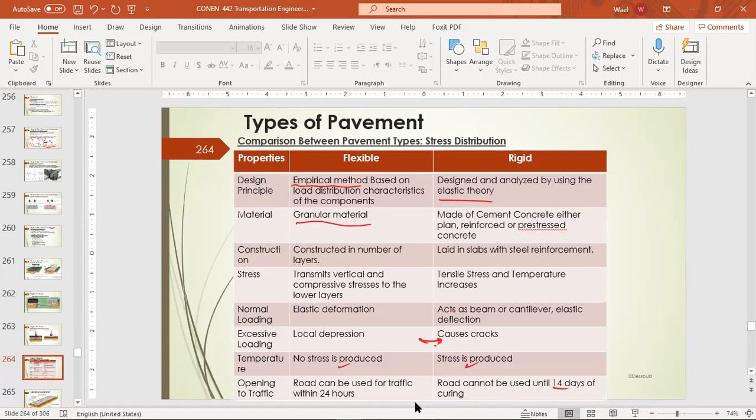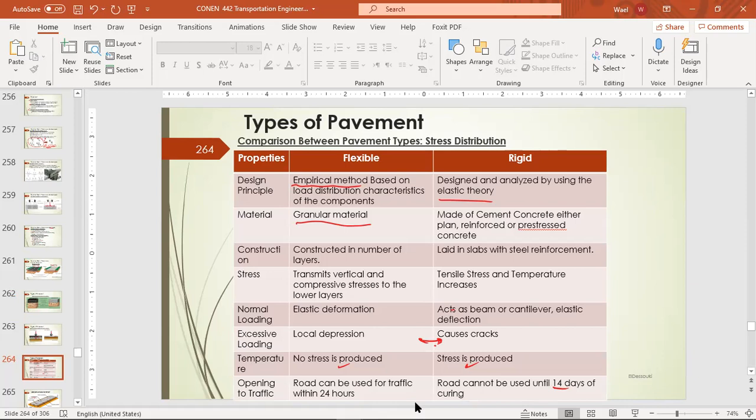But for rigid pavement, it's usually based on elastic theory, like what you do in reinforced concrete design. For the material, flexible pavement uses granular material. Rigid is made of cement concrete, either plain or reinforced, or even sometimes pre-stressed concrete. For the construction, flexible is constructed of a number of layers. Here it's basically a laid slab with steel reinforcement or not.